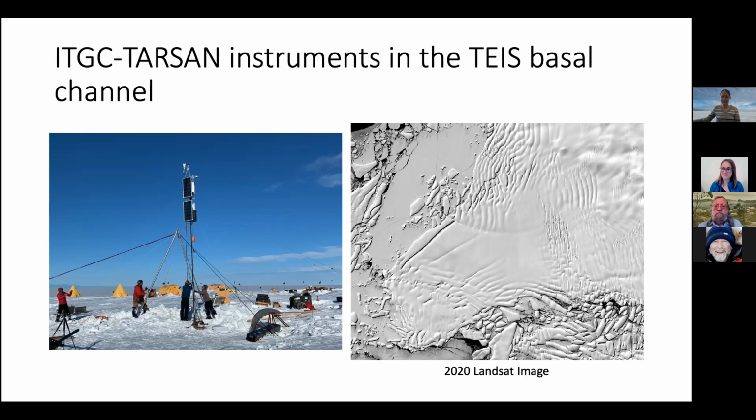What is a rough scale on this image? Like how far will it be from the crevasse? Yeah, so let's see. I should have a scale on there. I apologize. From the tip there to the channel, that's probably about 3 kilometers is what we're looking at there. Cool. Oh, that sounds really interesting. Nice.